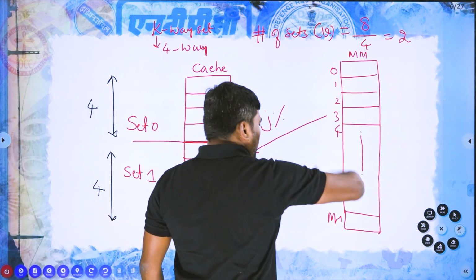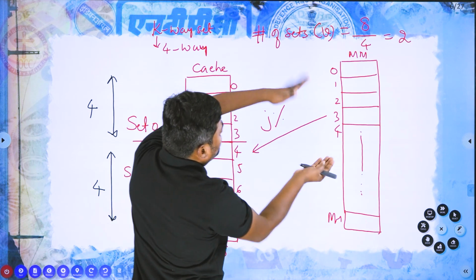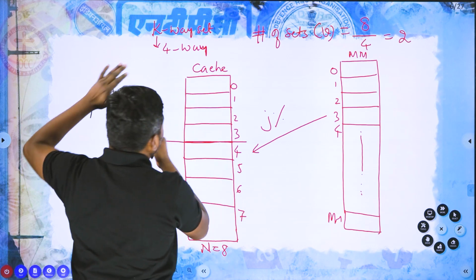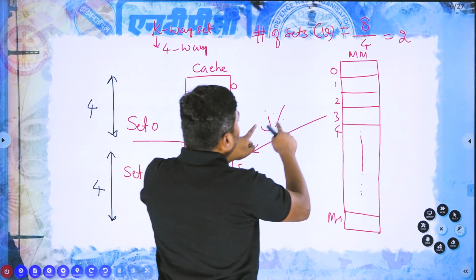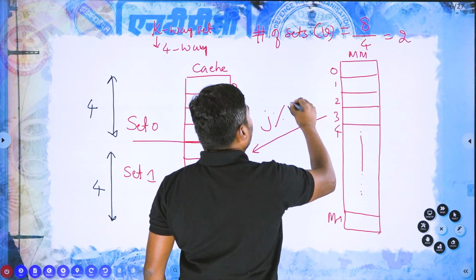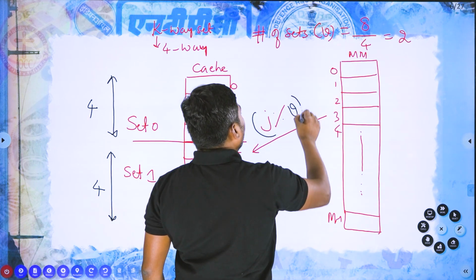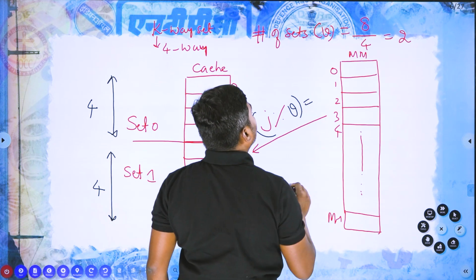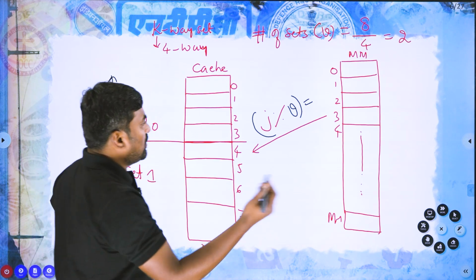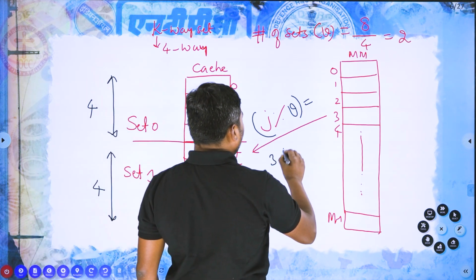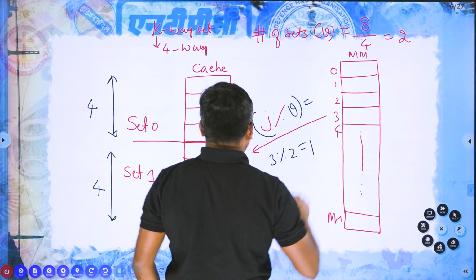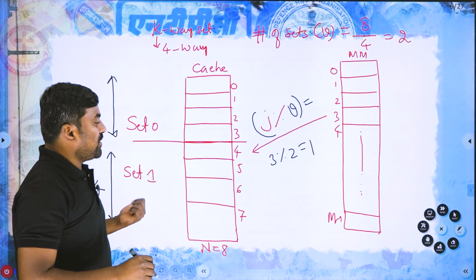Any block, suppose block J, what does the mapping say? Any block of main memory you have to map to a set. So J modulo the number of sets, which we got as 2, and I am representing that as V. This gives set number 0 or set number 1. Let's take an example: 3 modulo 2. What is the value? 1. Set number 1, you have to place it in set number 1.